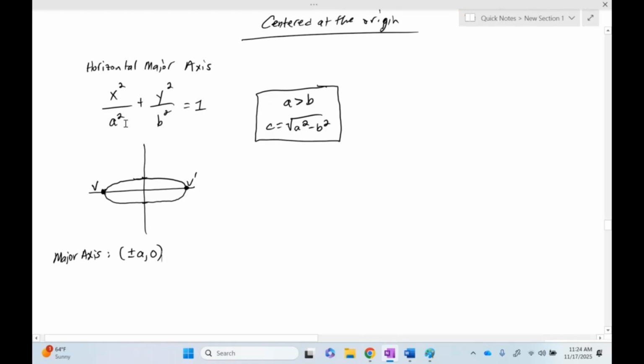So if I'm given my model form, I basically will take the square root of that denominator, and that would give me a, and then I can substitute a into the formula. Next, we have our minor axis points. Our minor axis points are located along the y-axis. I'm just going to call them B and B prime. They have the coordinates 0, comma, plus or minus b.